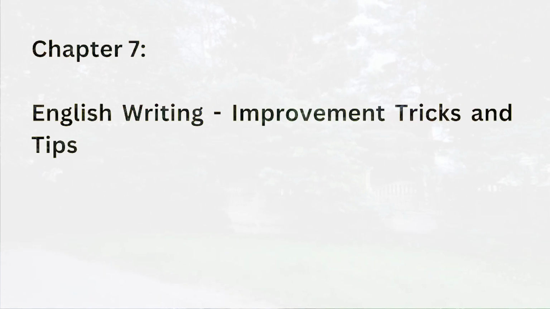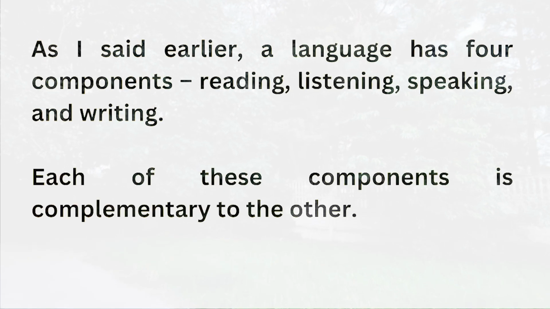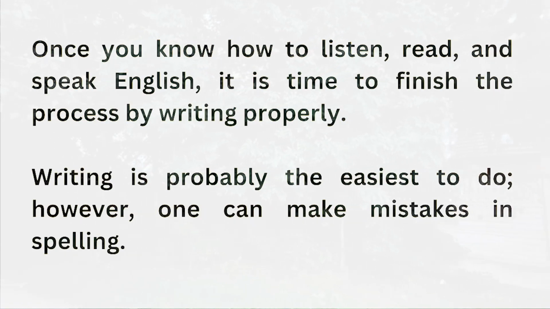Chapter 7. English Writing Improvement Tricks and Tips. As I said earlier, a language has 4 components: reading, listening, speaking, and writing. Each of these components is complementary to the other. Once you know how to listen, read, and speak English, it is time to finish the process by writing properly. Writing is probably the easiest to do.